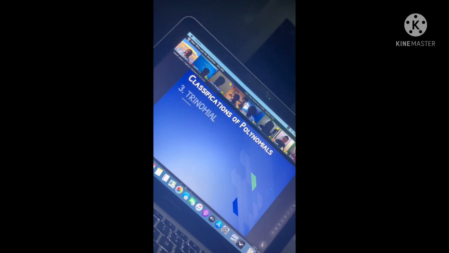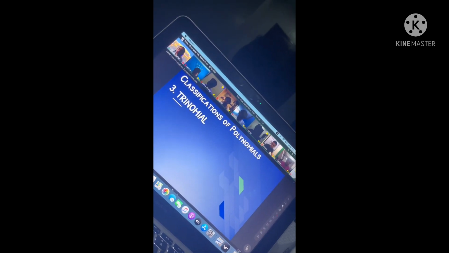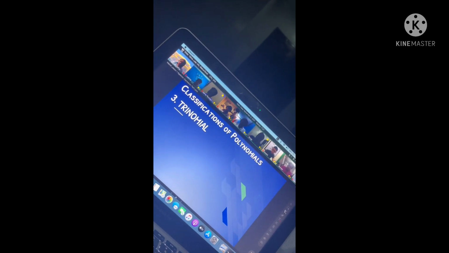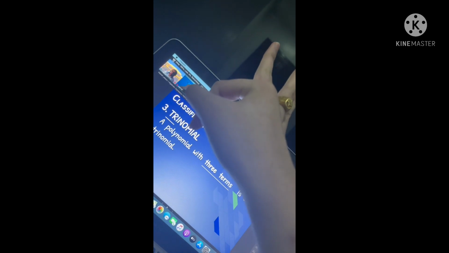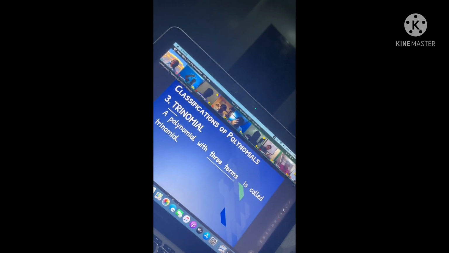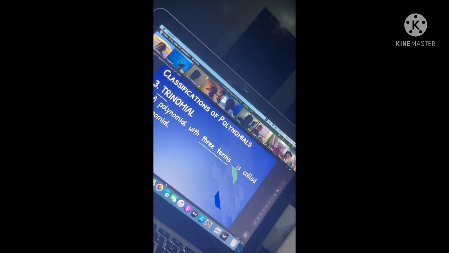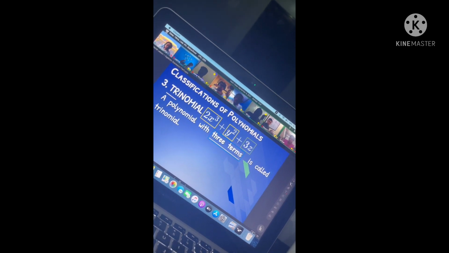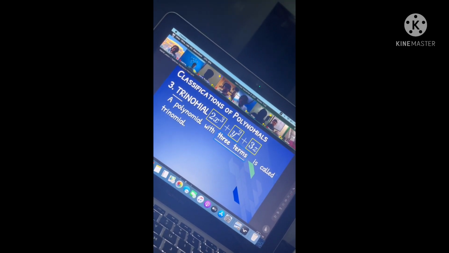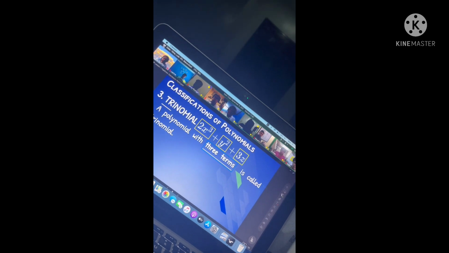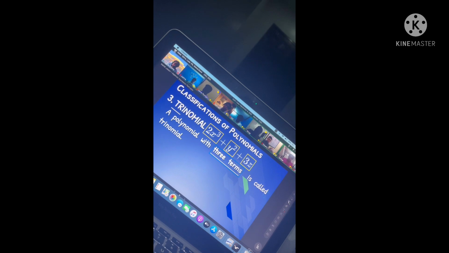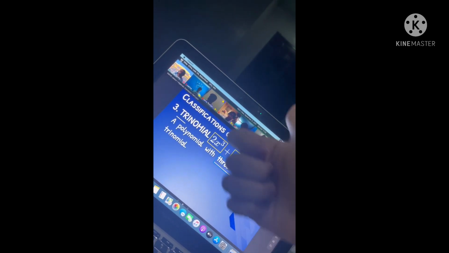And then, the classification of polynomials, we also have trinomial. Ano ibig sabihin ng tri? It is 3. Okay. So, a polynomial with 3 terms is called trinomial. 3 terms. Let us see. 2x cubed plus y squared plus 3z. So, 2x cubed isa itong term, y squared another term, and 3z another term. Did you understand, everyone?